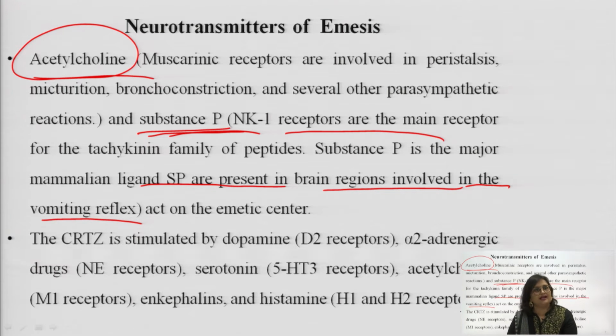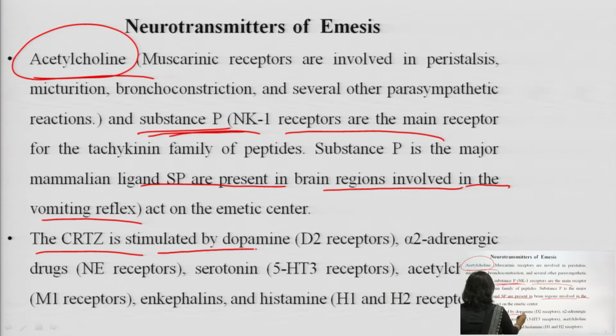Clear all of you? Acetylcholine is the ligand for our muscarinic receptors. Similarly, substance P is the ligand for NK1 receptors. What are these NK1 receptors? These belong to the family of peptides, or tachykinins.